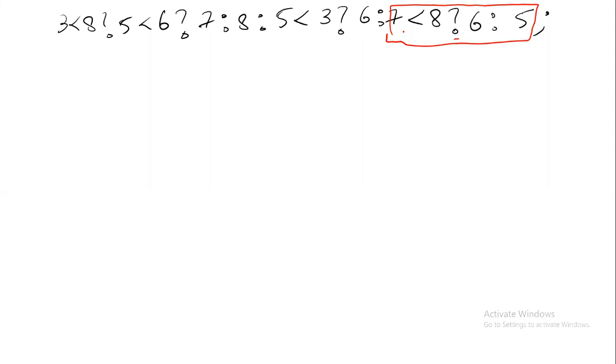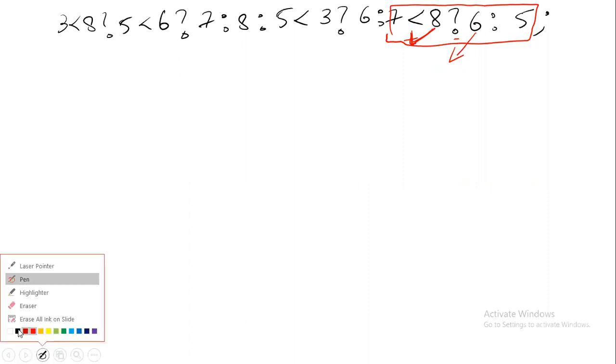After this, is 7 less than 8? Yes, 7 is less than 8. If 7 is less than 8, the condition is true. The first value is given because the condition is true here. I'll write a tick mark: condition is true. 6 is written here, so that whole expression is reduced to 6. The other operators stay as they are, so let me write the other operators as they are.